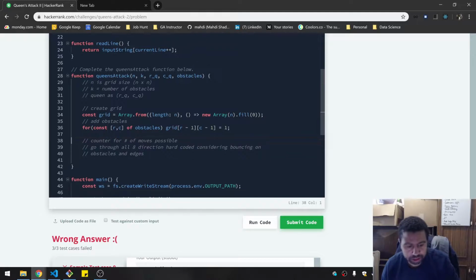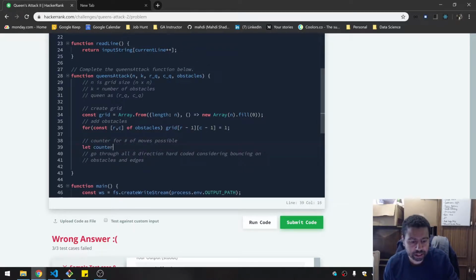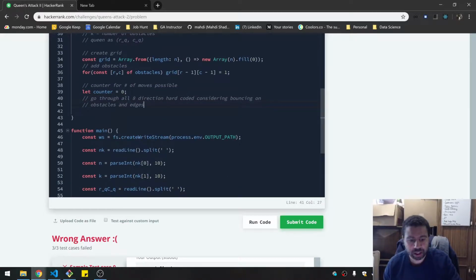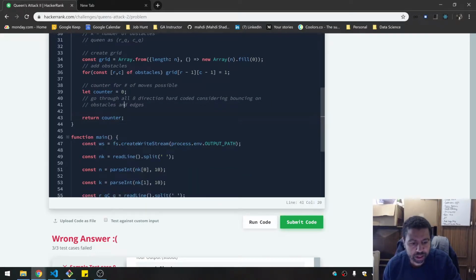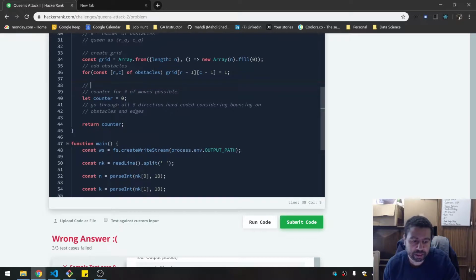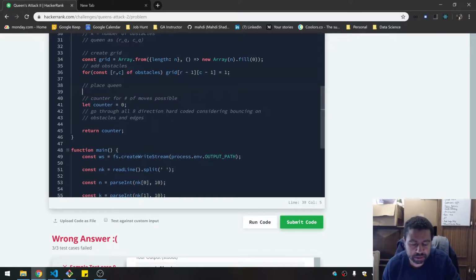Now I need to make a counter. Okay, let's make a counter, 0. And we just hard code all of them with obstacles. So I just return counter. All right, cool. I'm just going to place the queen just to visualize it a little bit.